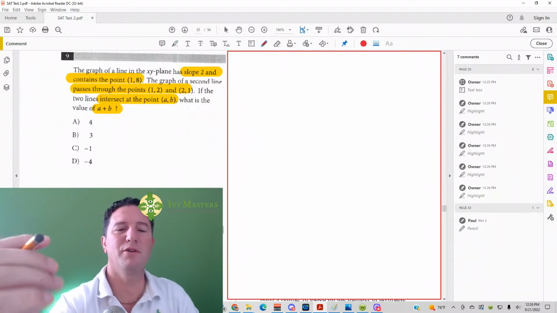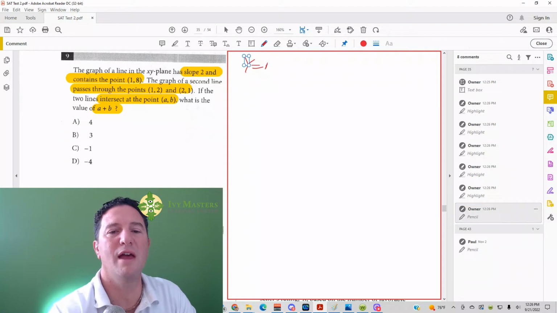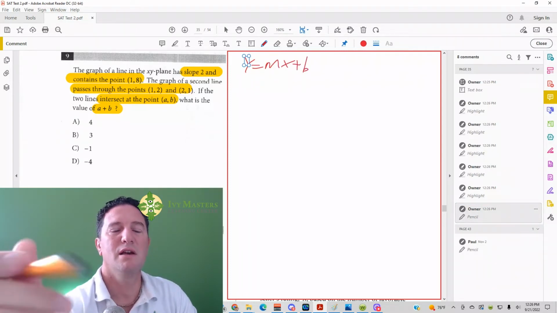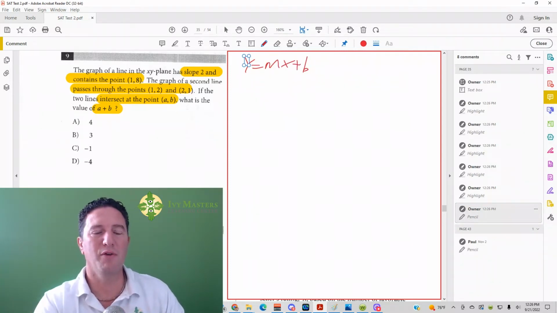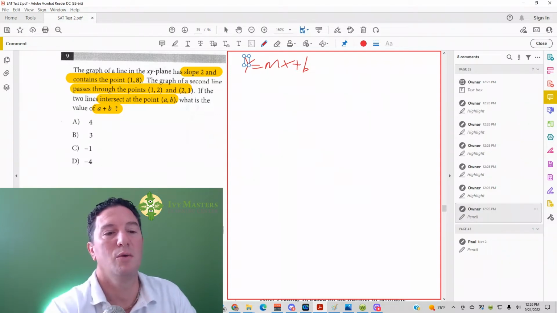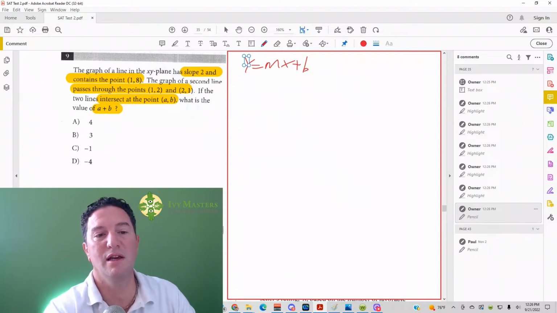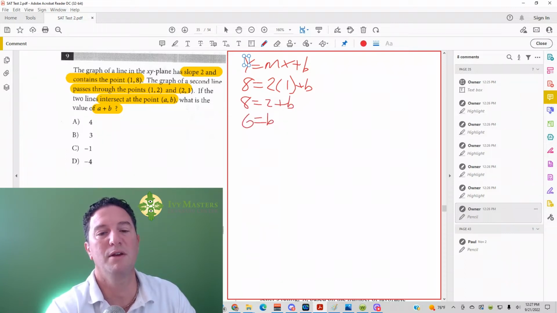First off, when you're in the form y equals mx plus b, you've got 3 of the 4 things you need for the first line. What's your y? The line has a slope of 2 and contains the point (1, 8), so your y is 8, your m is 2, slope is always your m, and your x is 1, plus b. So 8 equals 2 times 1, which is 2, plus b. Subtract 2 from both sides, and you get that b is 6.